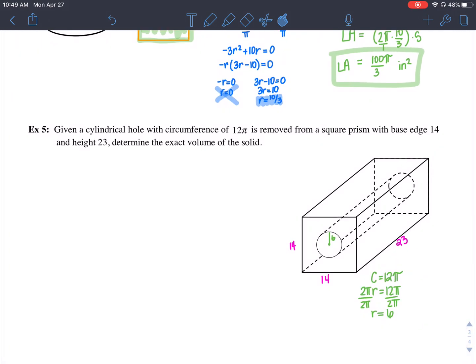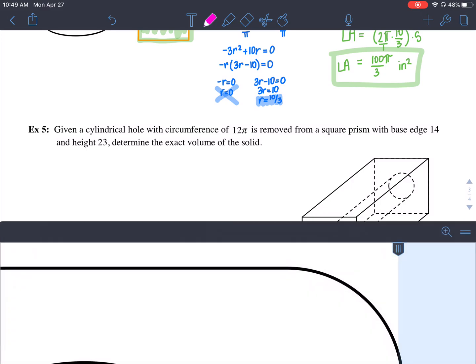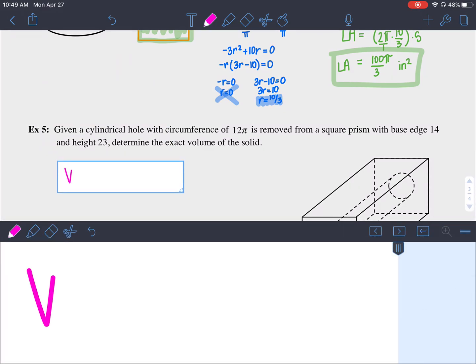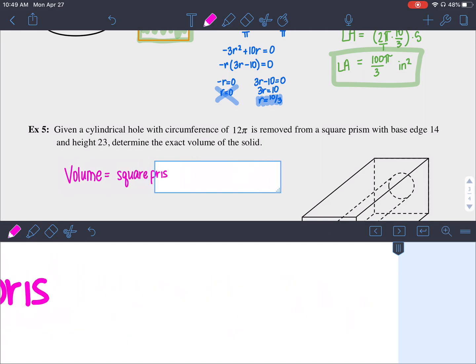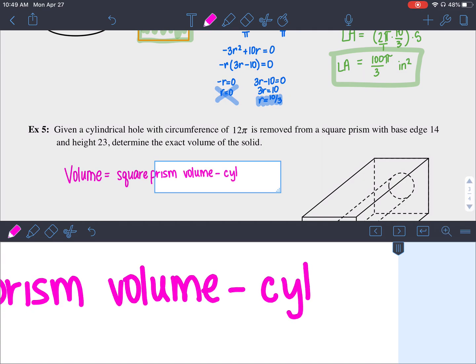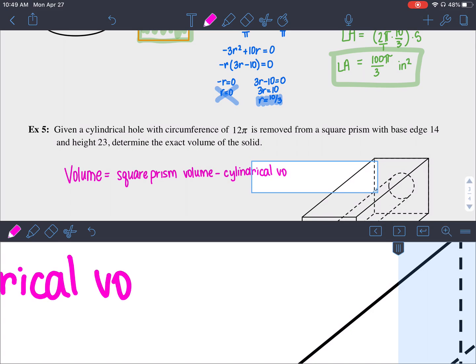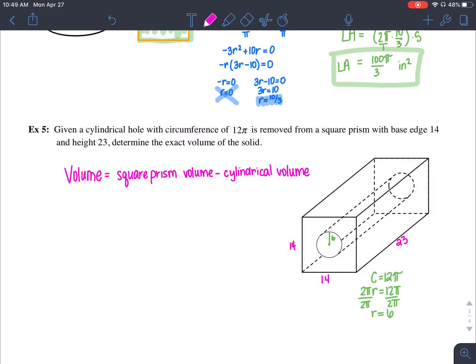So since I know that the cylindrical hole was drilled out, thinking of my game plan, my volume is going to be that square prism minus the cylindrical. So I want to just take that one at a time. The first thing I'm going to do is find that square prism's volume.